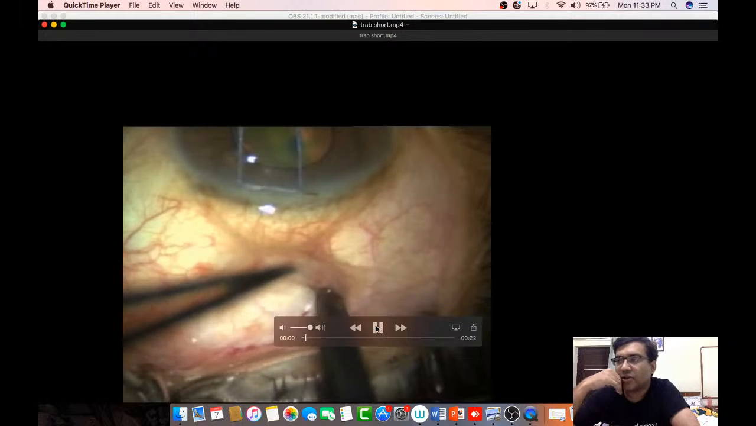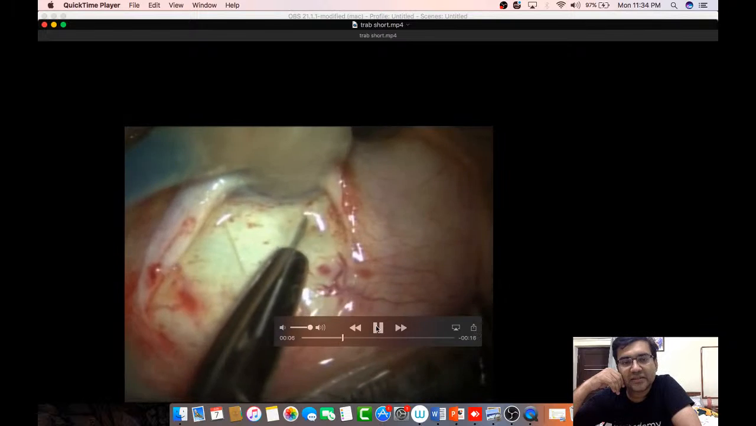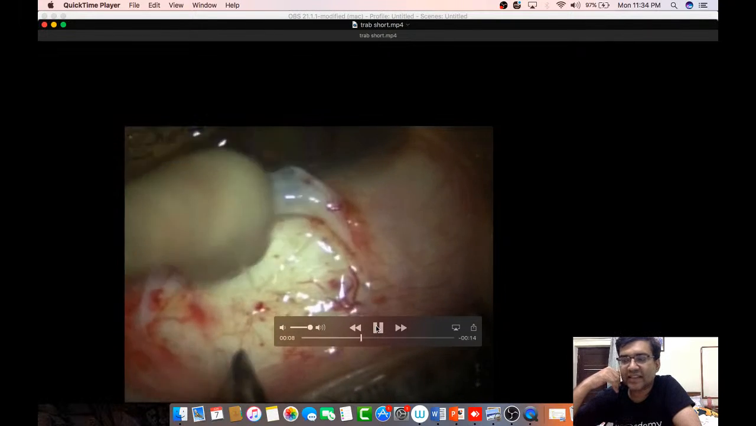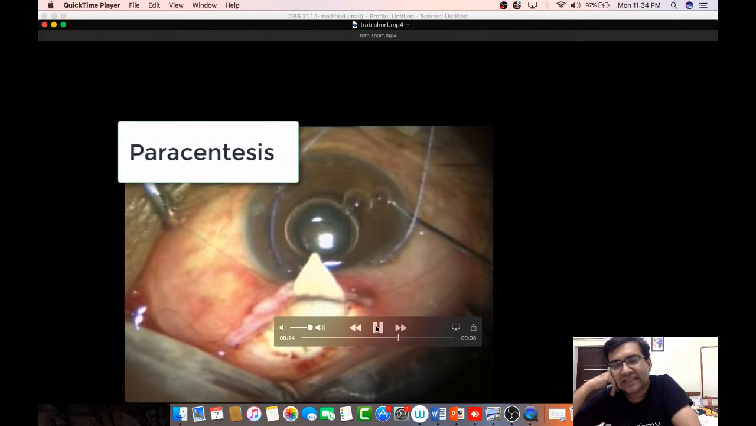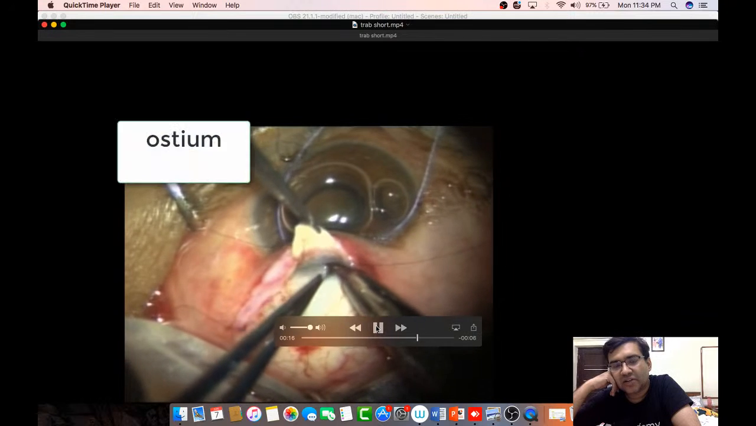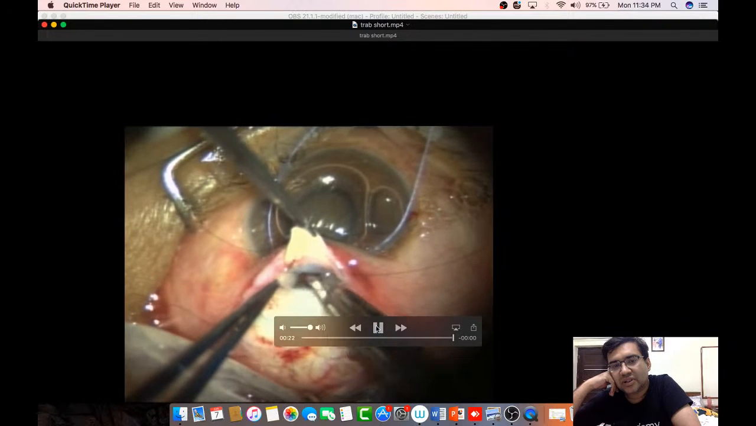So this is a trab going on, if you can see here. I have basically made a partial thickness scleral flap. Okay, doing a paracentesis, removing a part of the sclera, that is called the ostium, and then I reposition the flap, and it is basically making an alternative channel for the aqueous humor to flow outside. This is called a trabeculectomy surgery. Are you getting my point, everyone? So this is a trabeculectomy surgery which is going on.